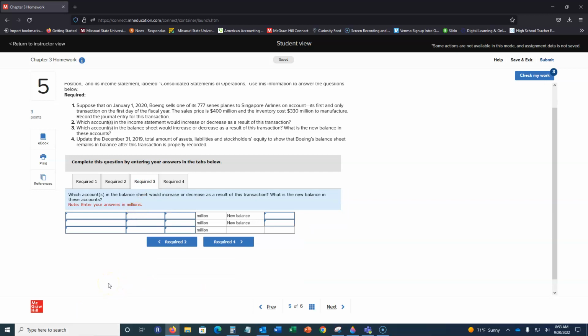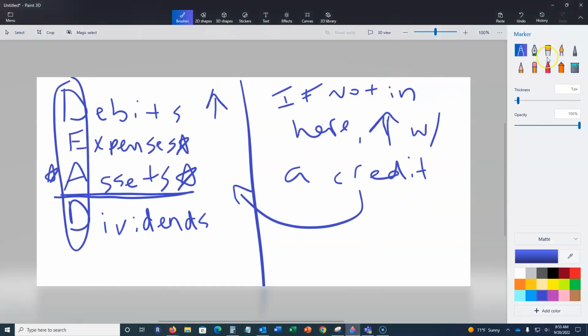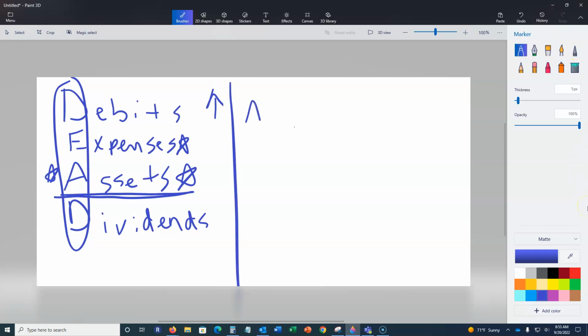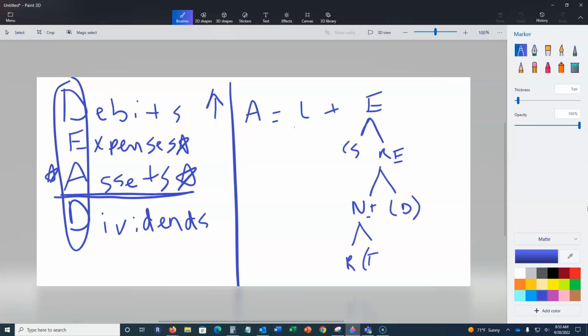What did we impact? Well, for this one, you've really got to think from the big picture perspective of assets equal liabilities plus equity. Equity is common stock and retained earnings. Retained earnings is net income and dividends. Net income is revenues and expenses.